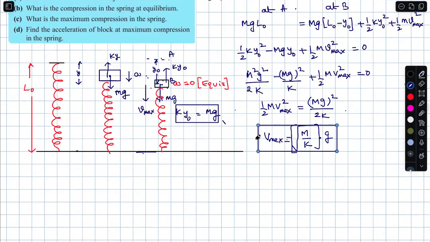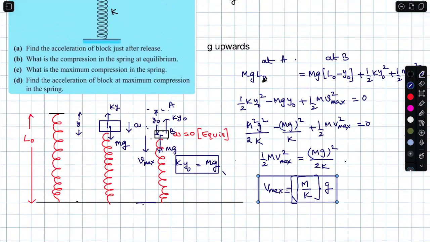Another case is also possible here. Maximum compression case is also possible. You know what I have derived here? Maximum velocity condition.